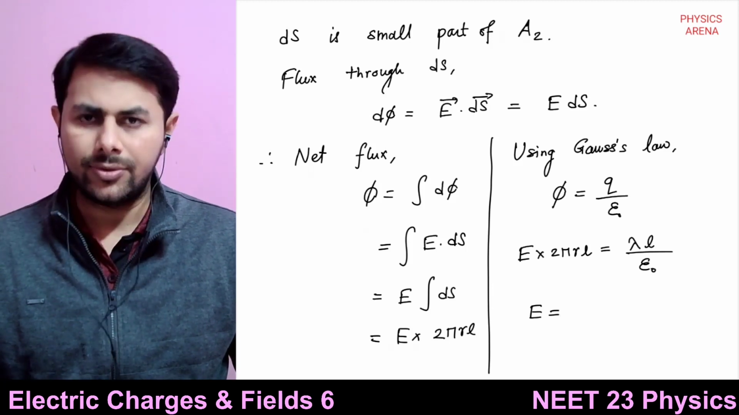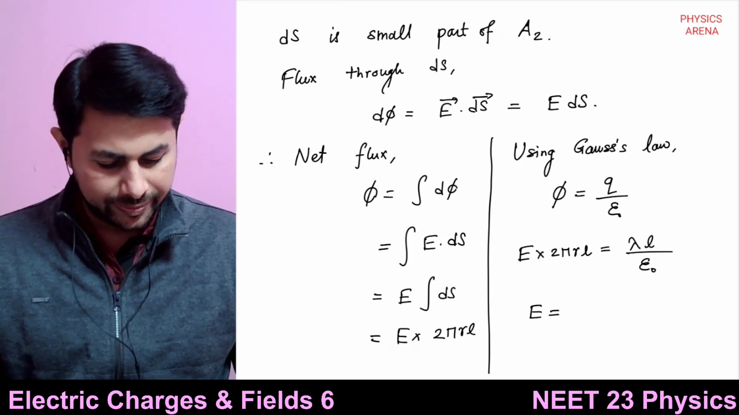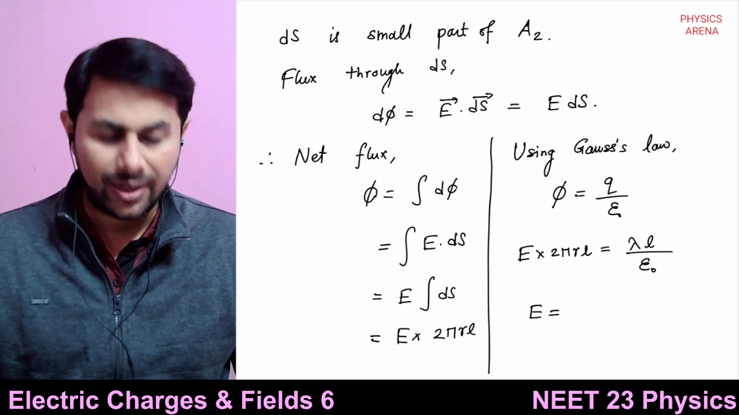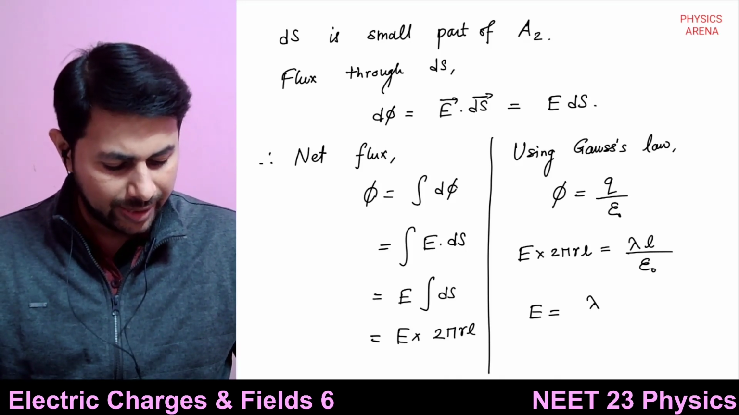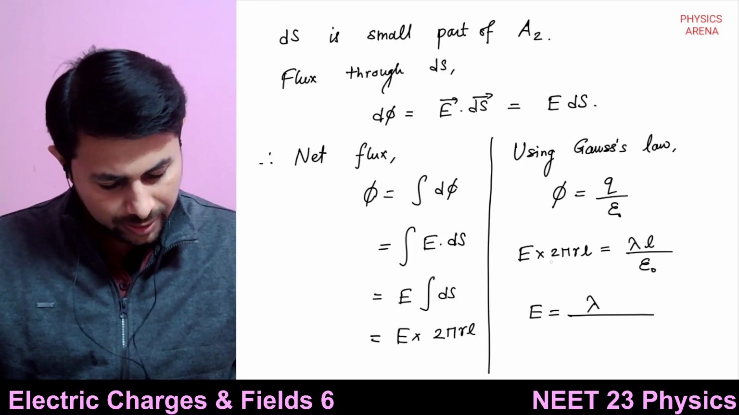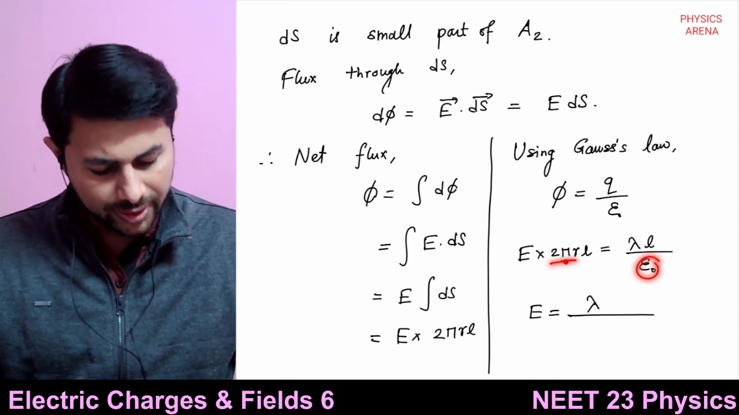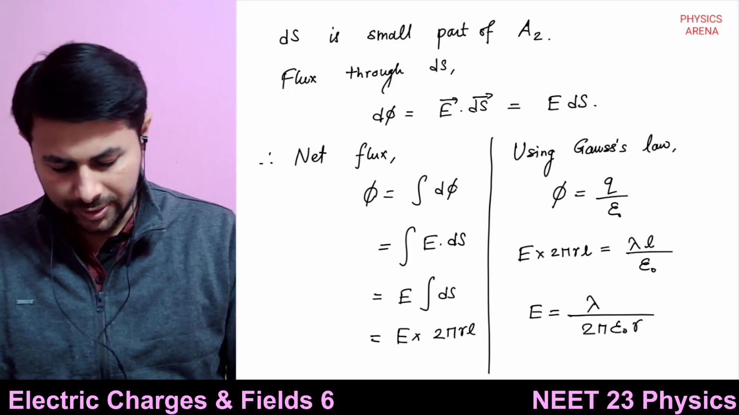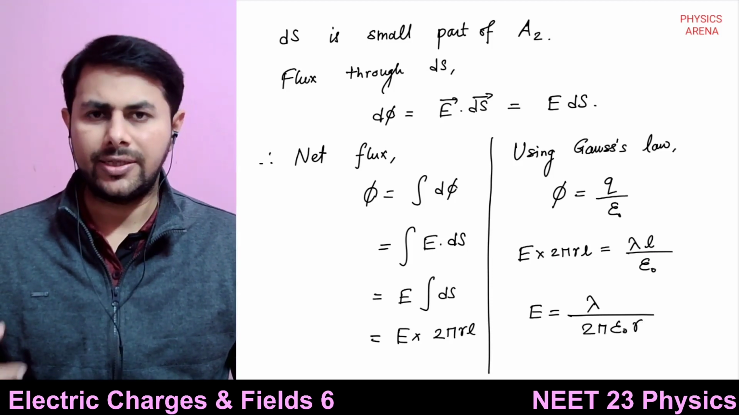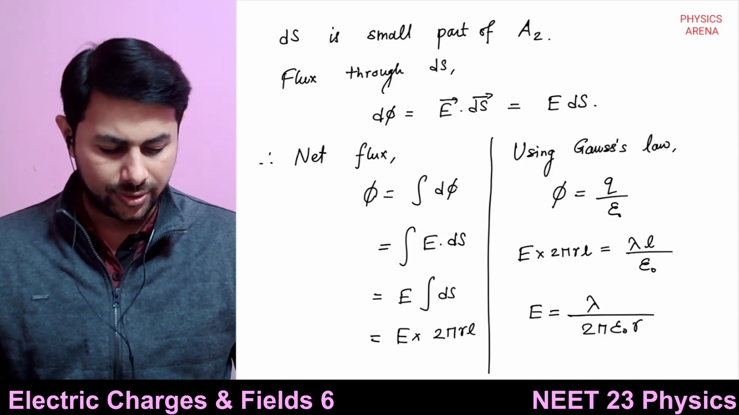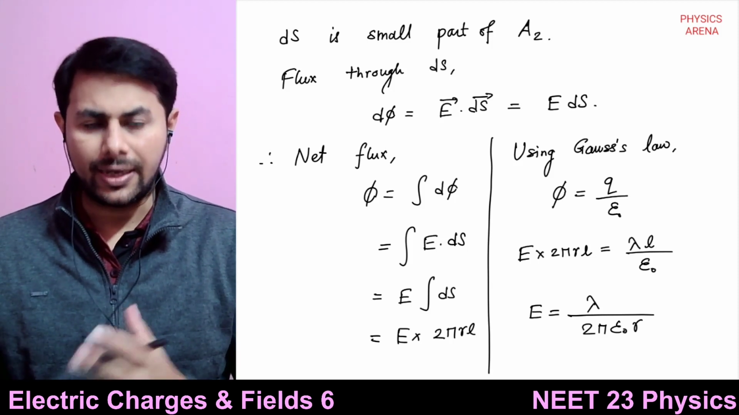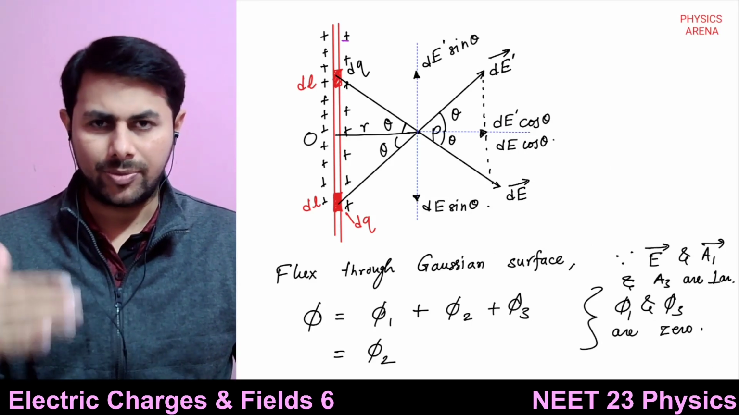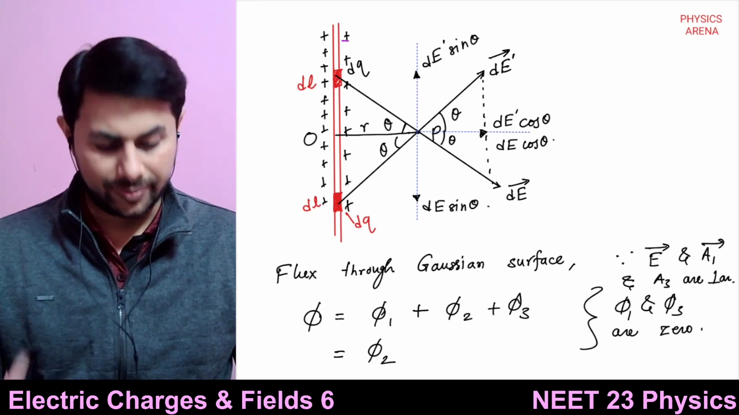The electric field due to an infinitely long charged straight wire. The electric field is given by lambda divided by 2 pi epsilon naught r. Okay, 2 pi epsilon naught r. So this is the formula. And what is the direction of this electric field? If you want to write it with direction, then it is perpendicular to the length of the wire.